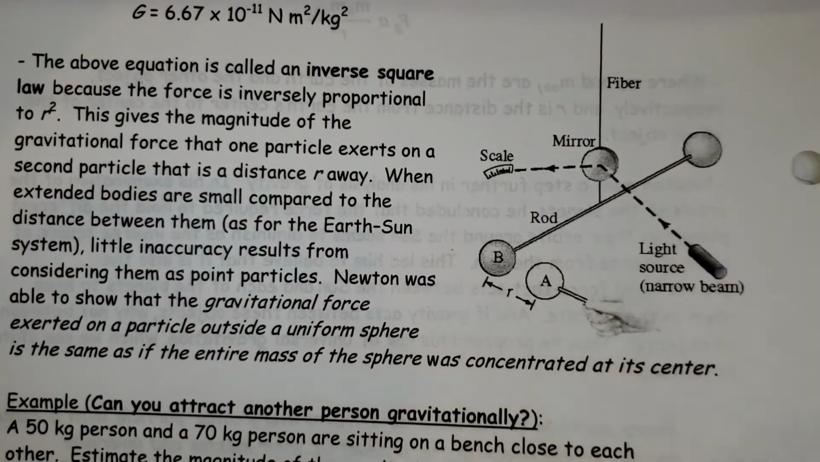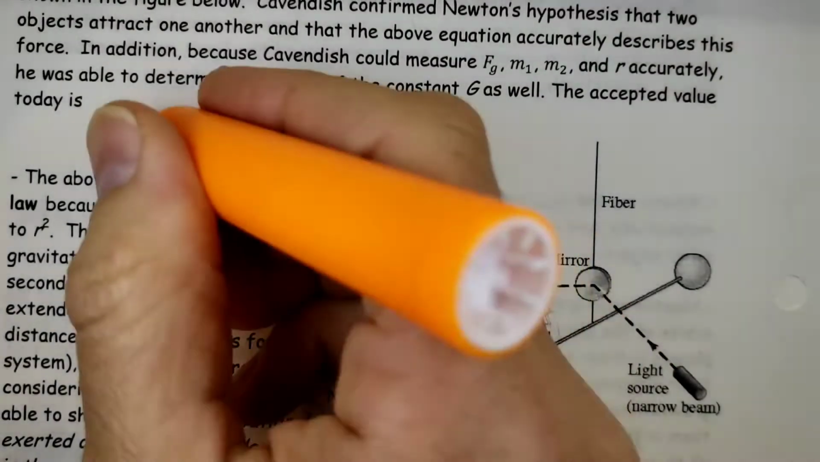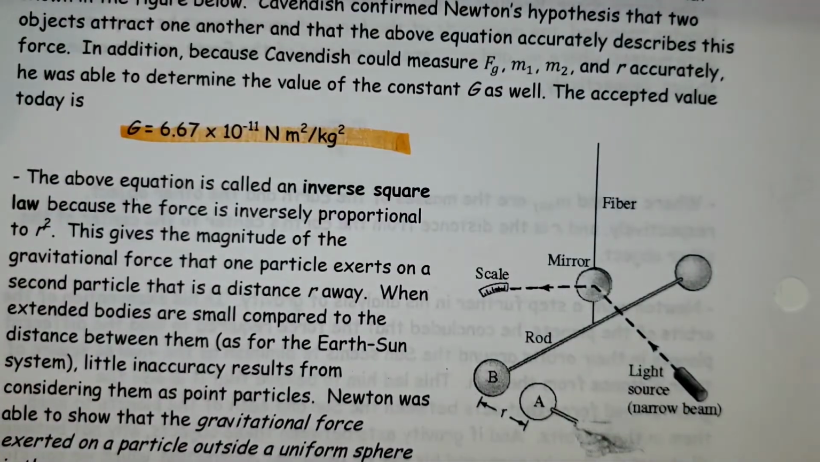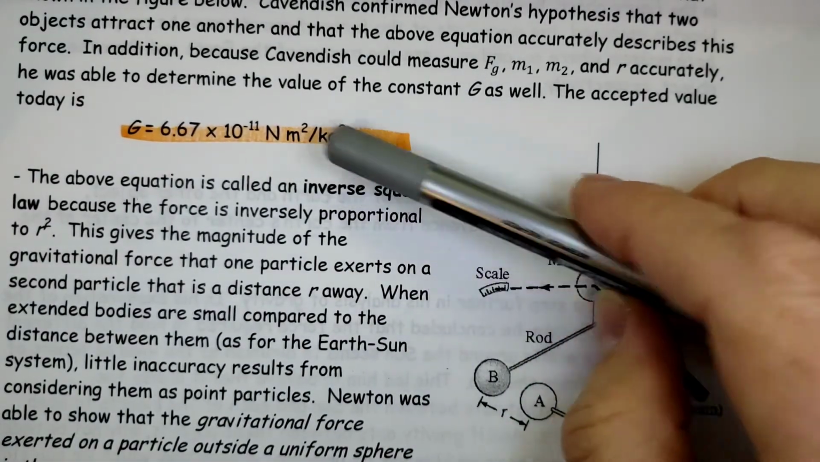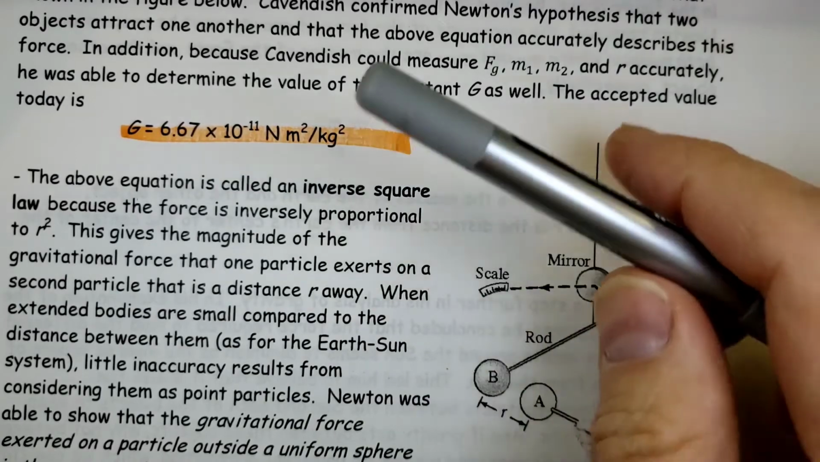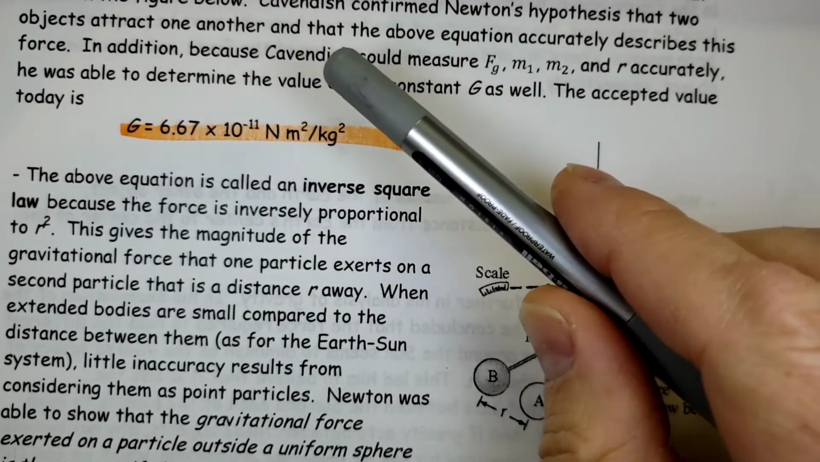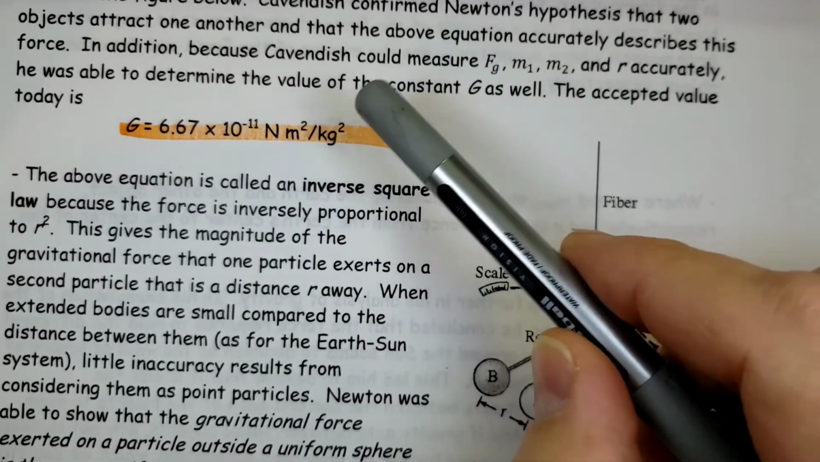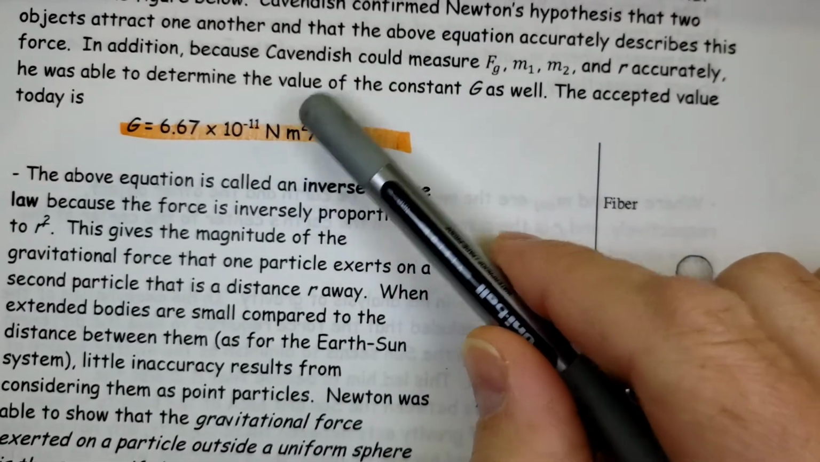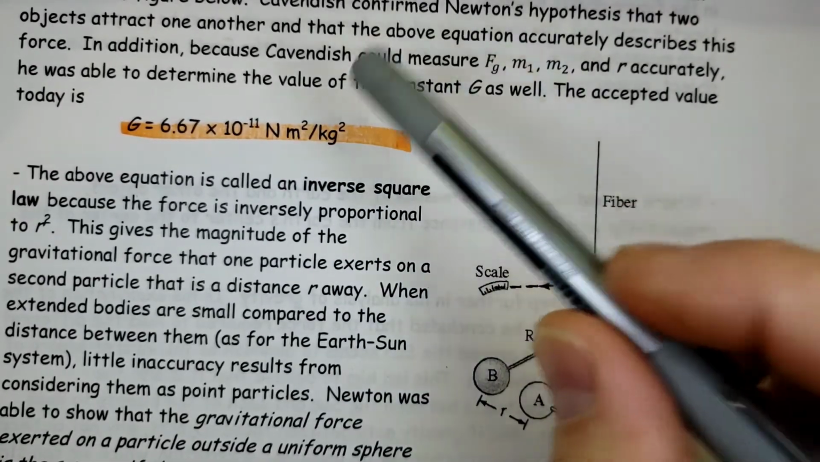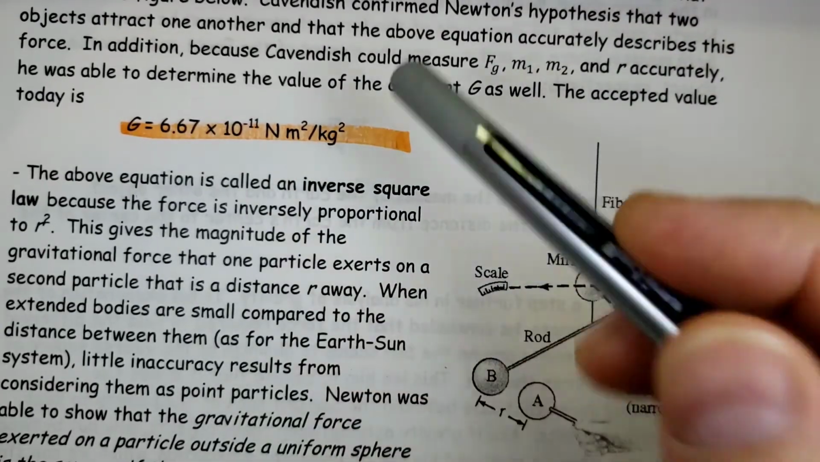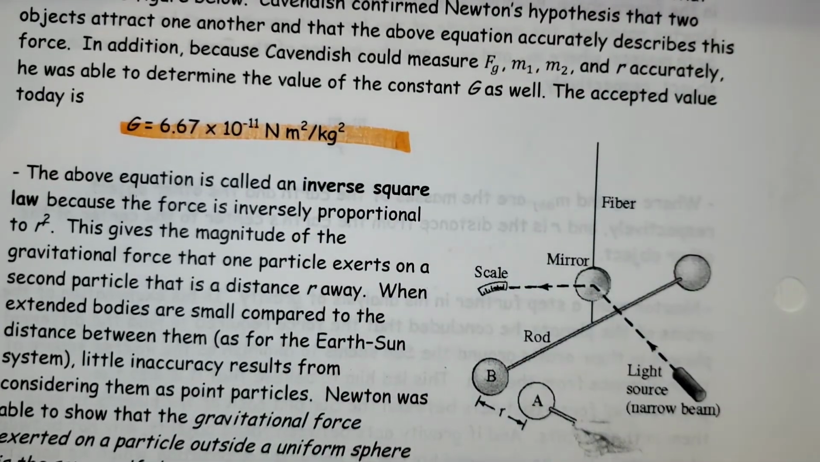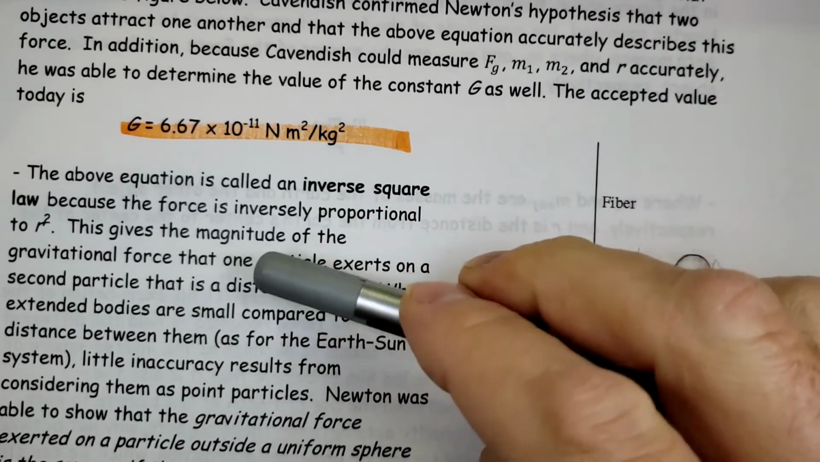And the value of G is found to be this, and yes, it's a really small number, 6.67 times 10 to the minus 11. And of course, it has a weird unit because we're taking force multiplied by r squared, divided by the product of the two masses. So that has kind of a funky unit there. The above equation is called the inverse square law because the force is inversely proportional to r squared.